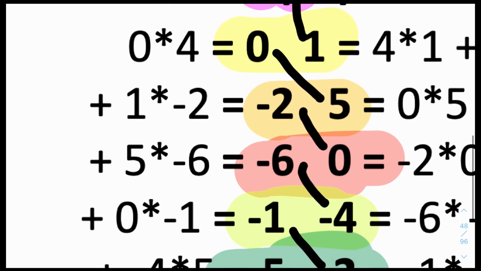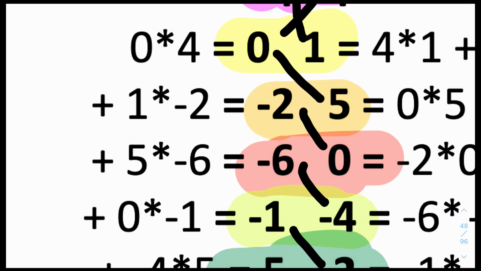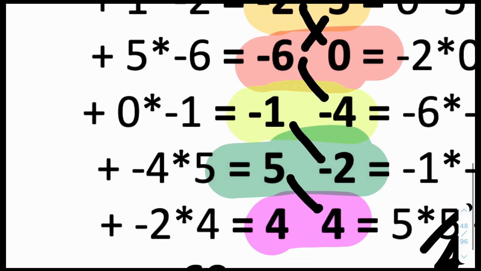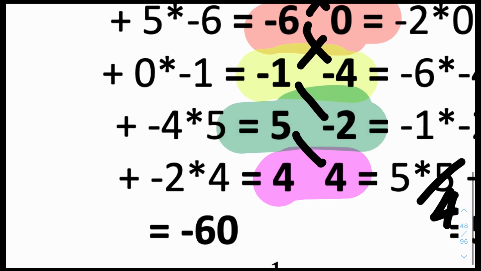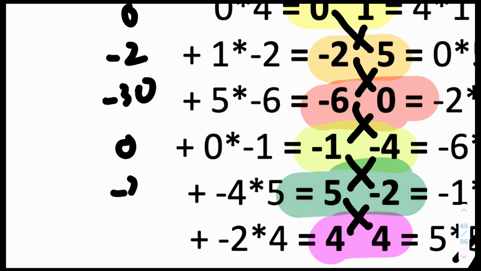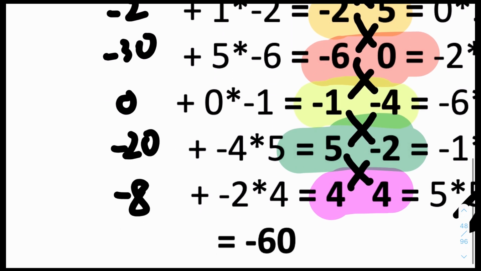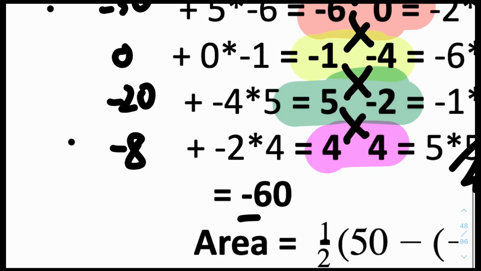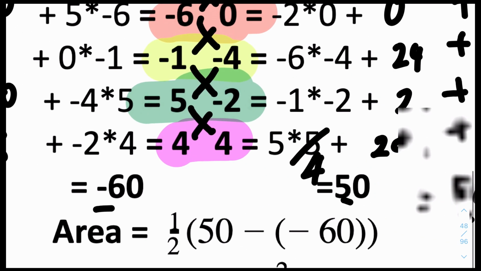And after you've done the right hand side, you do the left hand side as well. So 4 times 0, 1 times minus 2, 5 times minus 6, 0 times minus 1, and minus 4 times 5, minus 2 times 4, as I say right here. So it will be 0, minus 2, minus 30, 0, minus 20, minus 8. You add them all up: minus 20 plus minus 8 is minus 28, minus 28 plus minus 2 is minus 30, and minus 30 plus minus 30 is minus 60.